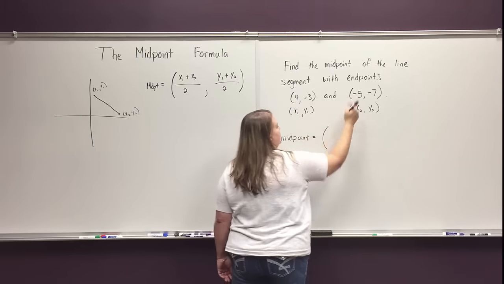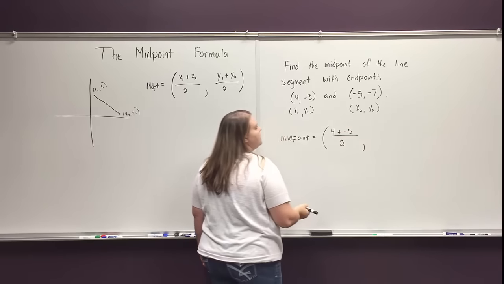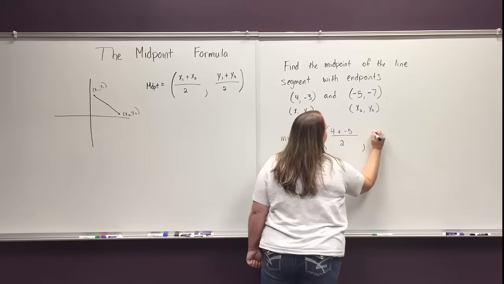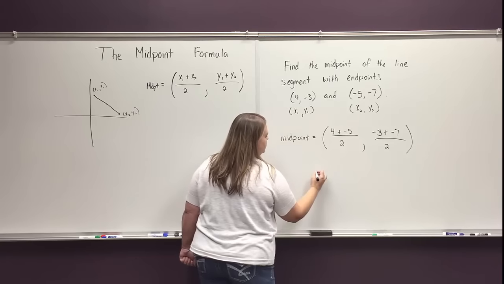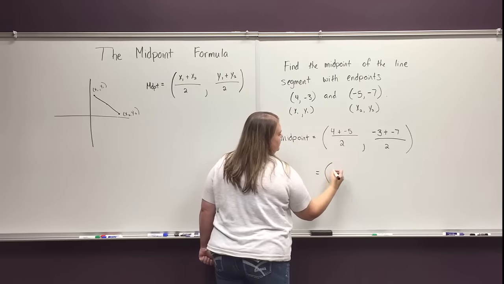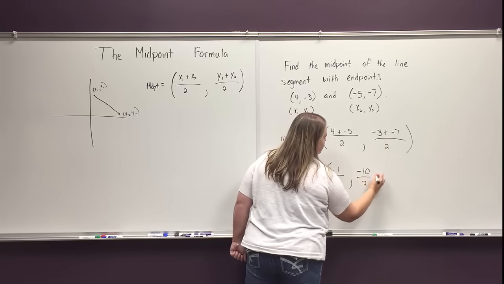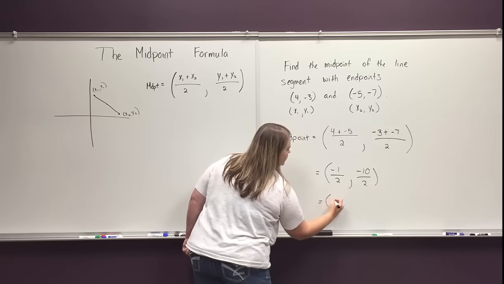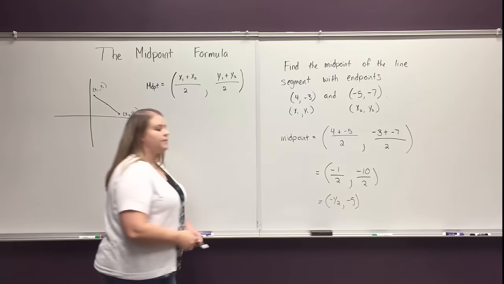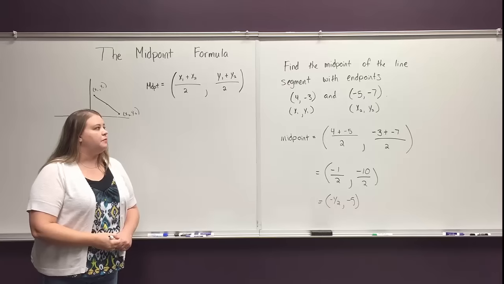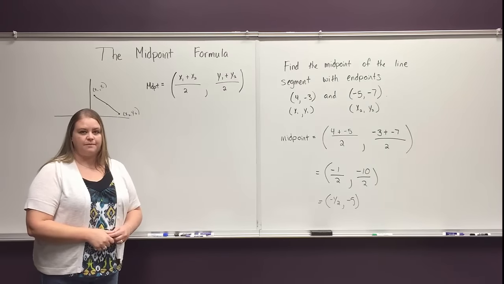We then find our midpoint. The x-coordinate, we would add the 4 and the -5, the two x values, and divide by 2. To find the y-coordinate, we would add the -3 and the -7 and divide by 2. So simplifying, we would have -1 over 2 and -10 over 2, which gives us a midpoint of -0.5, -5. -0.5, -5 would be the midpoint of the line segment whose endpoints are 4, -3, and -5, -7.